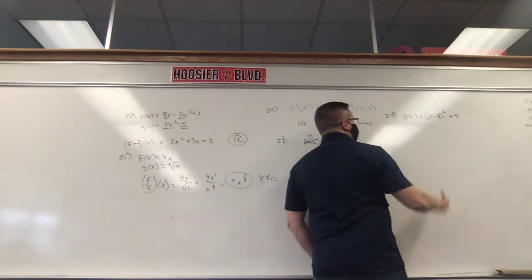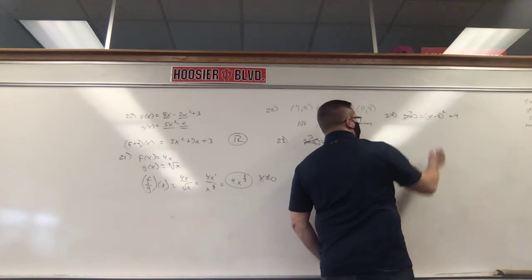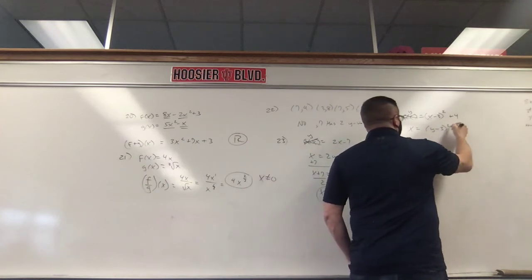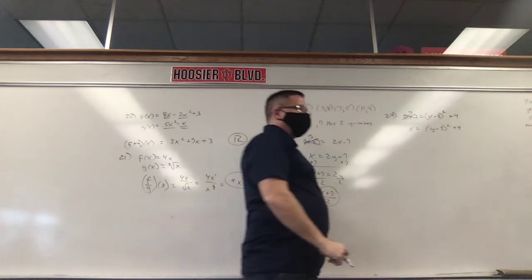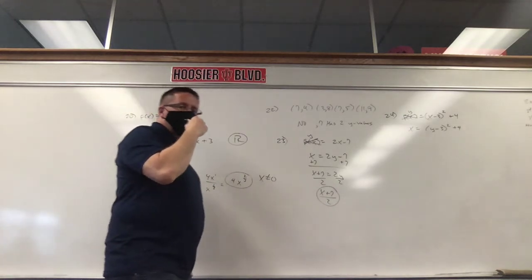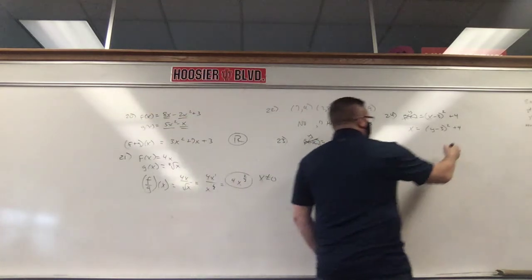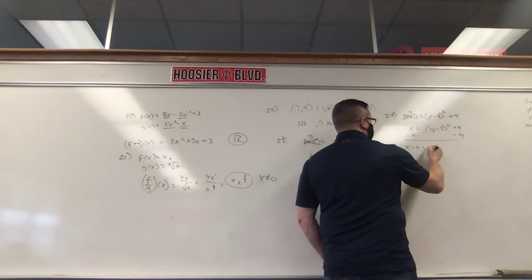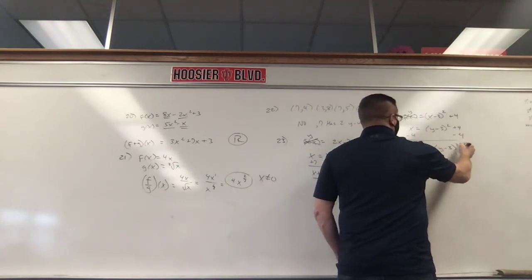Okay, so let's change f of x to y. And let's switch x and y. So x equals y minus 3 squared plus 4. And then solve for the variable that's not solved for. Solve for y. So we subtract 4, and x minus 4 is simply x minus 4. Y minus 3 squared.